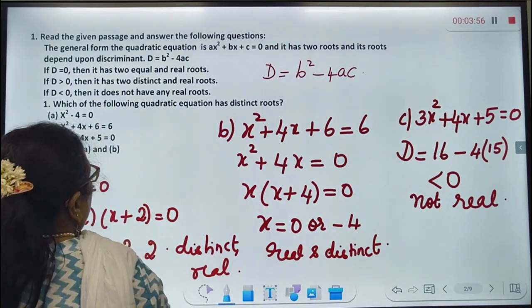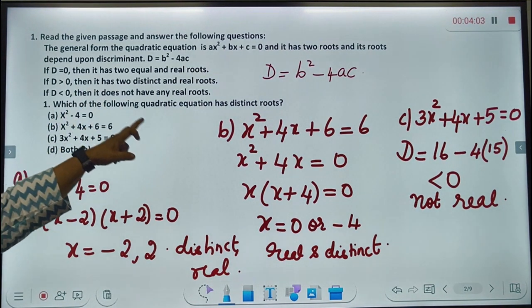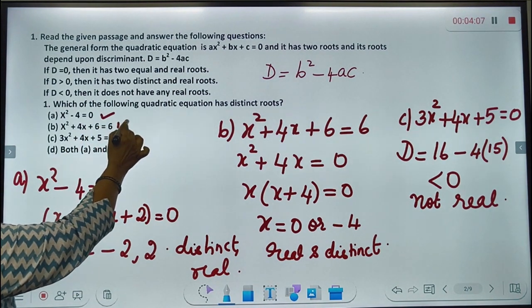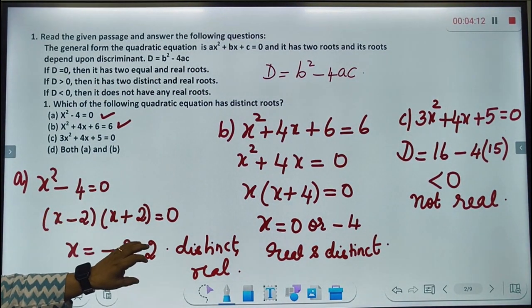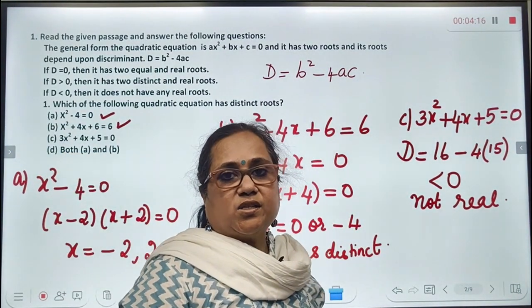Okay. So now, both A and B are true. So which subdivision is true? Which of these following quadratic equations has distinct roots? This also has distinct roots. This also has real and distinct roots. So both A and B are correct. C subdivision is not valid because D is less than 0.